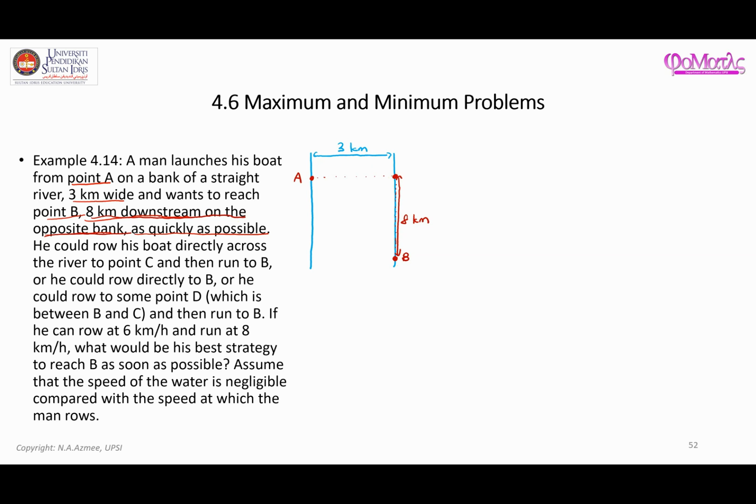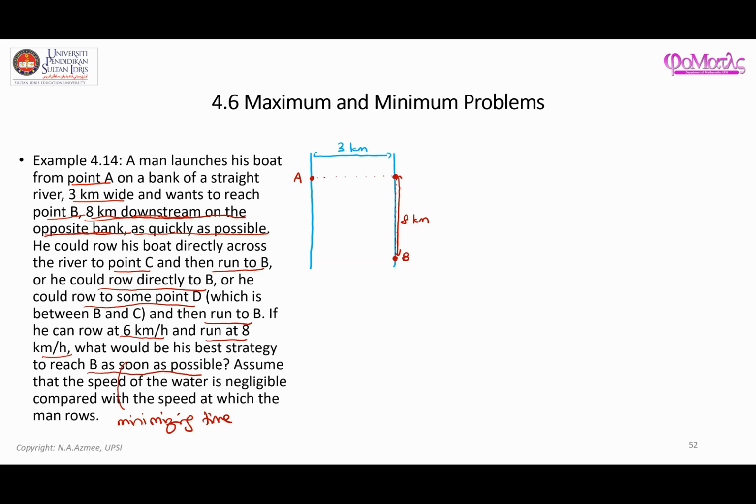Okay, now he could row his boat directly across the river to point C and then run to B, or he could row directly to B, or he could row to some point in between B and C, we call it point D here, and then run to B. If he can row at 6 km per hour, so this is the speed of rowing, and run at 8 km per hour, what would be his best strategy to reach B as soon as possible? So he wants to be there as soon as possible. So this is the problem of minimizing the time taken. So minimizing time.